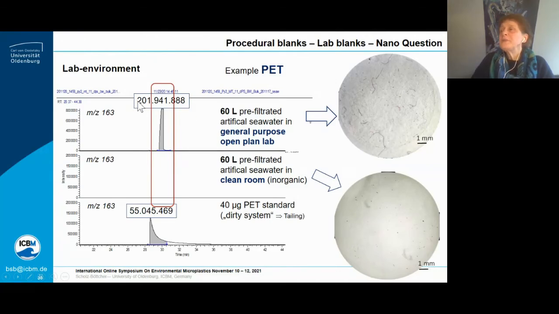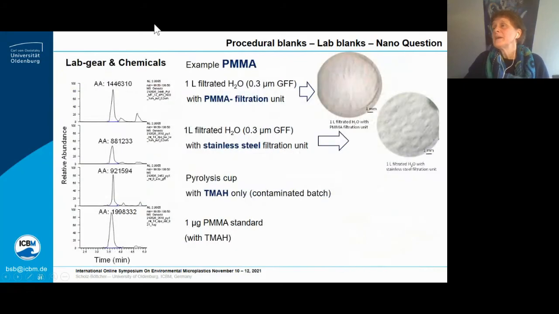We get an enormous peak, and if this filtration is performed in a clean room of the inorganic group in our institute, then it is completely gone. And you see it also here on the filter, that mainly polyethylene terephthalate fibers from the lab environment are the reason. We can talk for a very long time about blanks. I think they are really important.